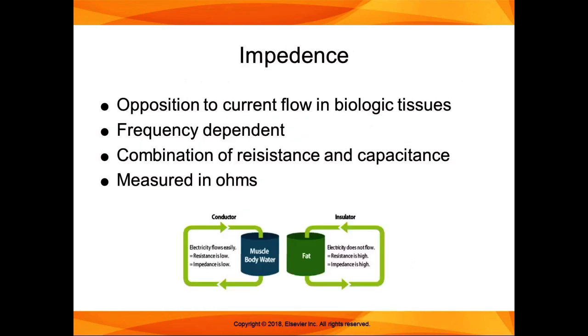So impedance is the biological term for resistance. Impedance is opposition to current flow in biologic tissues, and it's frequency dependent. So the combination of resistance and capacitance in our tissues is impedance, and it's measured in ohms. Muscle and body water are conductors. The electricity flows easily. Resistance is low, impedance is low. Fat and skin are insulators. The electricity does not flow, so the resistance is high and impedance is high.